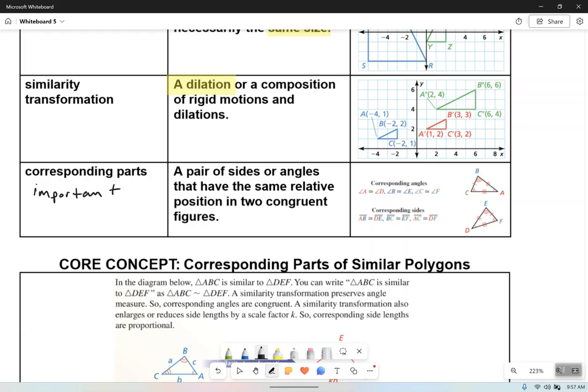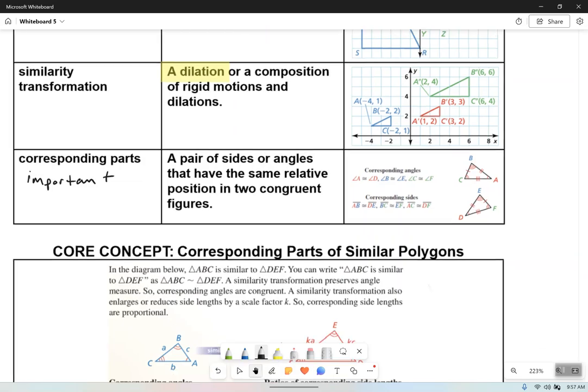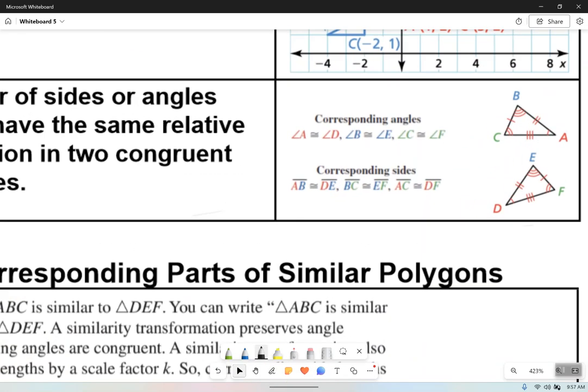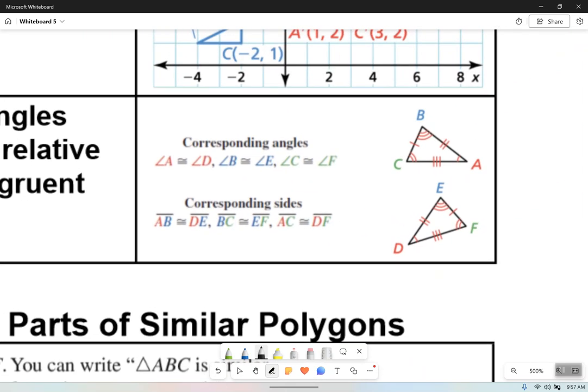Corresponding parts, important definition. It says it's a pair of sides or angles that have the same relative position in two congruent figures. Okay, kids, take a look at this diagram right here. I'll blow this up. Ready? Boom! I blow it up. All right, kids, look at angle A down here. How many arc marks do you have for angle A? What? How many arc marks for D? Okay, so they kind of say angle A and what? They are what? The same, congruent, okay?